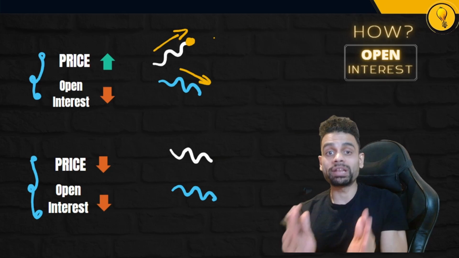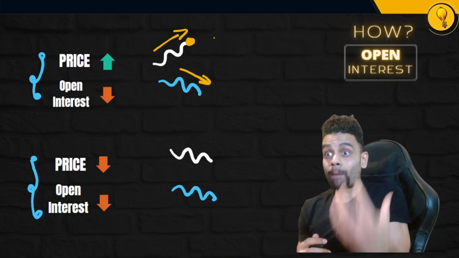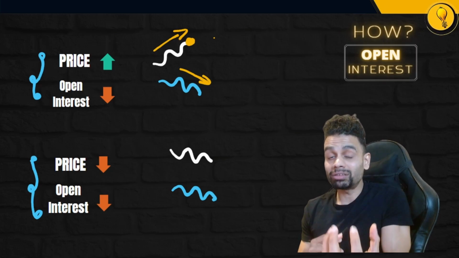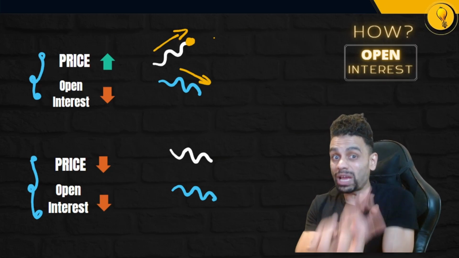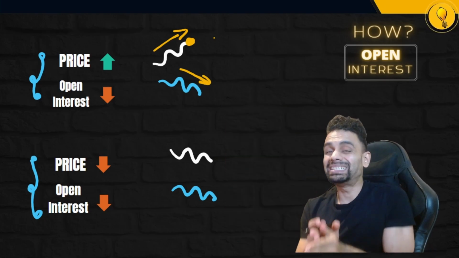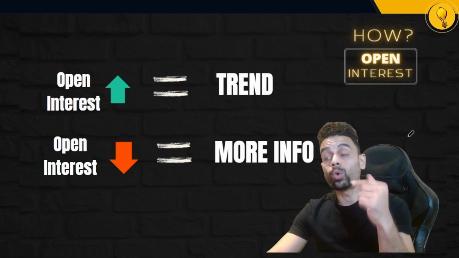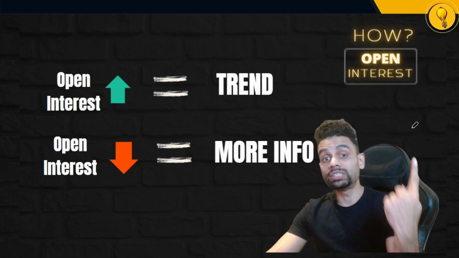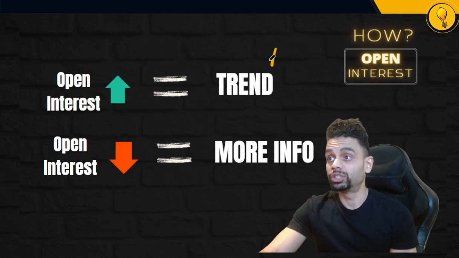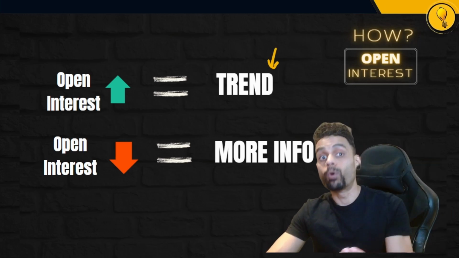What makes open interest so interesting is that it tells us how many market participants are currently likely going to feel pressure as the trend goes up. Open interest going down on its own doesn't tell you anything. You're going to have to add another indicator to this. And here's the only cheat sheet you'll ever need. You see open interest go up, look towards the direction of the trend. You see open interest go down, look for more information.